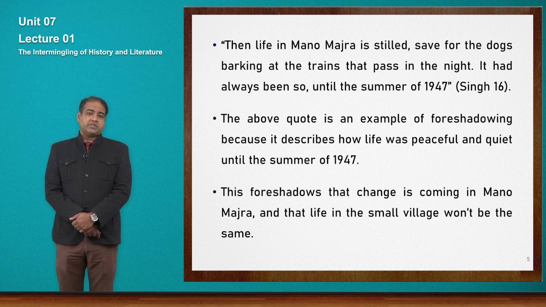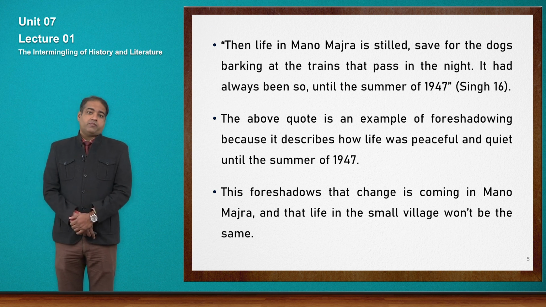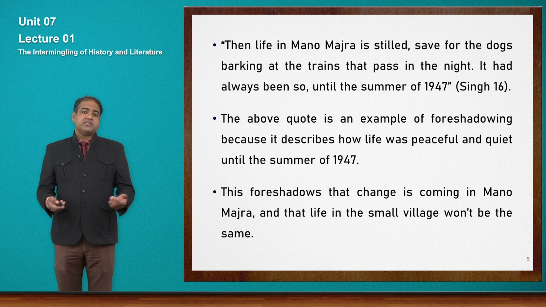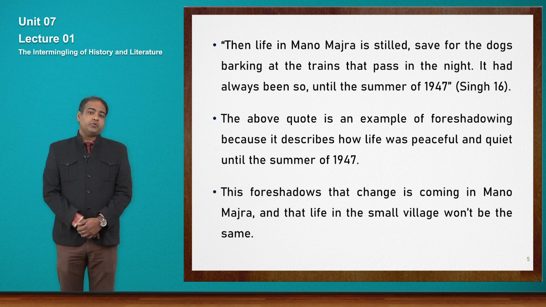Friends, why does Khushwant Singh say until the summer of 1947? Because the trains used to pass Mano Majra with passengers who were alive, sitting in the train and traveling from one place to another in India and Pakistan. But in that summer of Mano Majra, the trains were coming, but they had no living people. All the passengers were dead. They were killed by some anti-community.